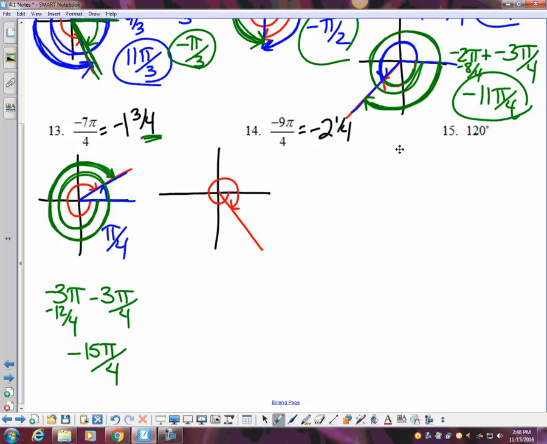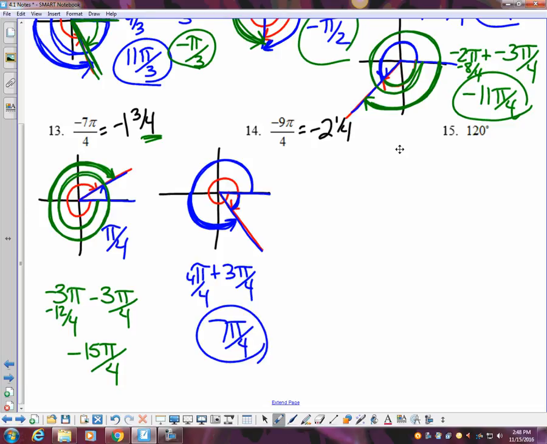Okay, positive. I got to get from there to there. Okay, so 1, and then that. Okay, well, if this was a 4th, then this is 3/4. That's 4/4, so 7 pi over 4.